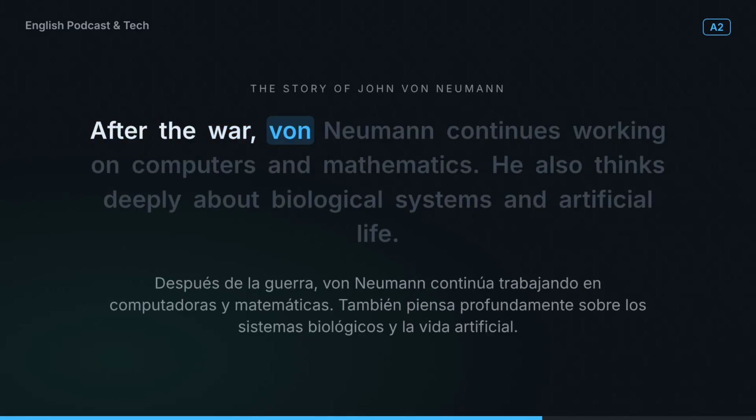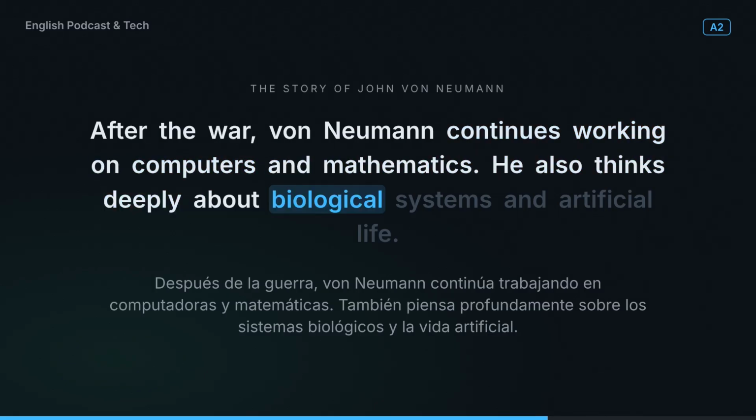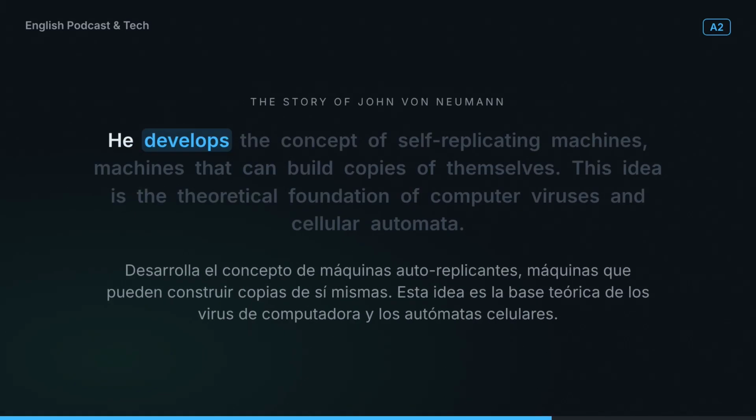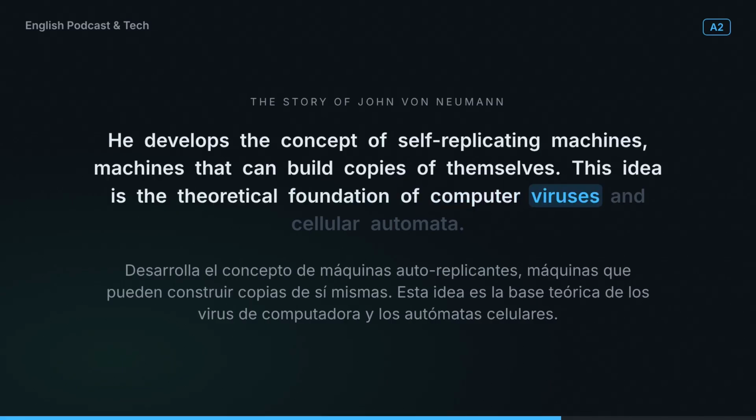After the war, von Neumann continues working on computers and mathematics. He also thinks deeply about biological systems and artificial life. He develops the concept of self-replicating machines, machines that can build copies of themselves. This idea is the theoretical foundation of computer viruses and cellular automata.